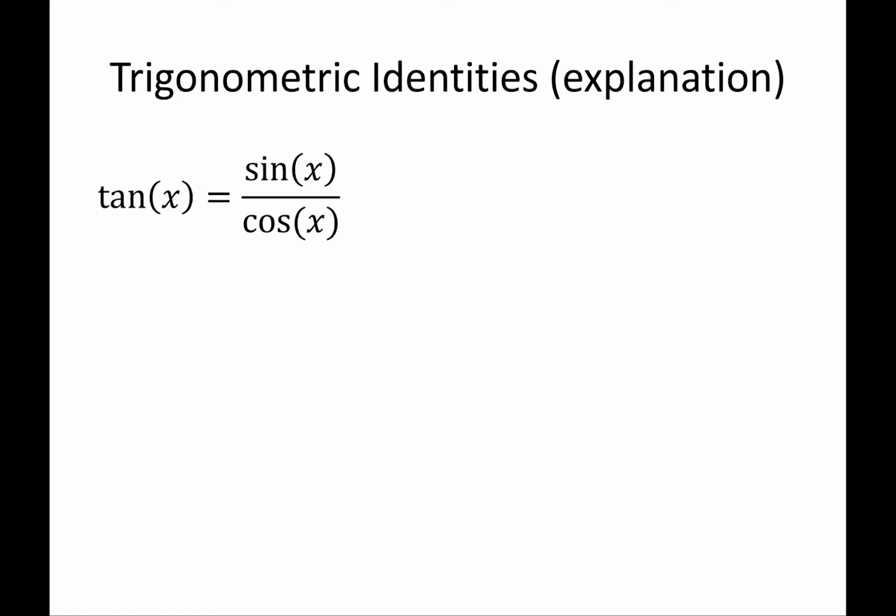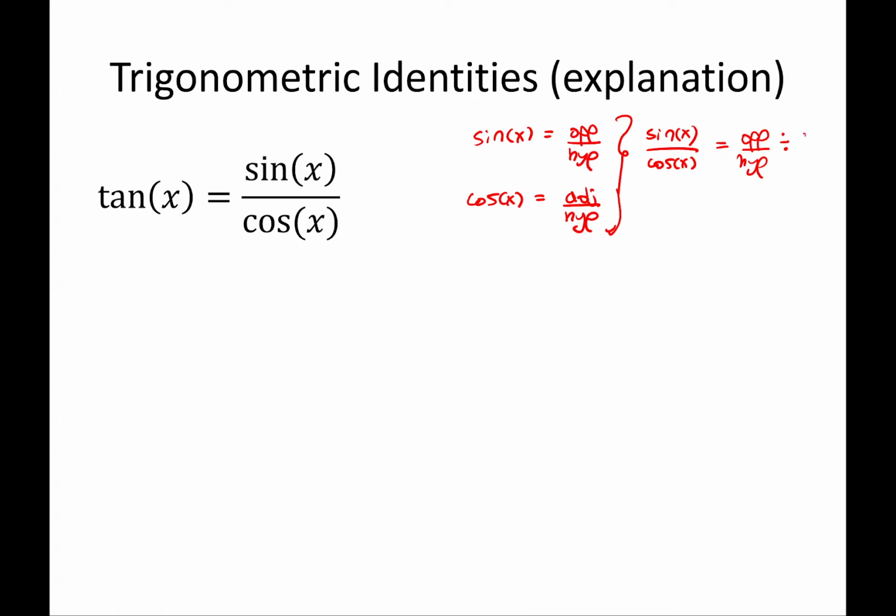The first trig identity is the identity that says that tan of x is sine of x over cosine of x. And I'll explain where that comes from. Sine of x is opposite over hypotenuse. Cosine of x is adjacent over hypotenuse. What happens if we divide them? What happens if we do sine of x divided by cosine of x? So that's going to be opposite over hypotenuse divided by adjacent over hypotenuse.